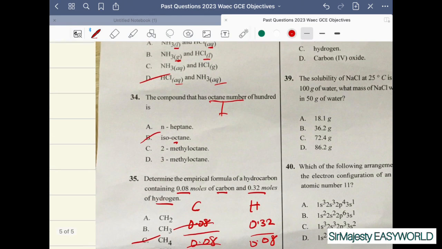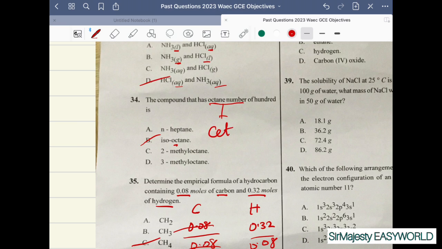Lest I forget, over this 34, there is another number you should know, the cetane number. Cetane number is also used to assess the quality of diesel. But the quality of petrol is assessed by the octane number. So, cetane number is for diesel. Okay.